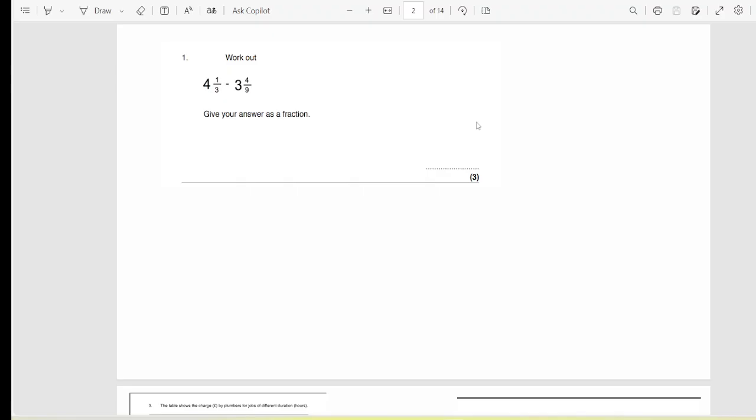So let's start with question number 1, which is a fraction question. First we convert this mixed fraction to a normal fraction. For that we multiply these two and add the numerator. We always keep the denominator the same, so 3 will remain as it is. Then 4 times 3, and then we add the numerator.